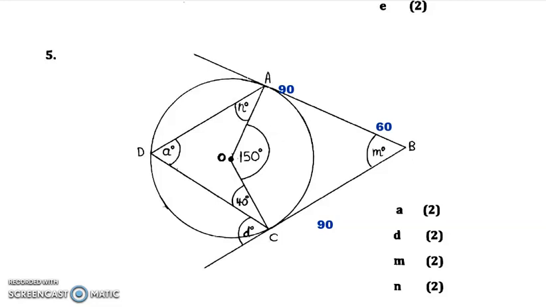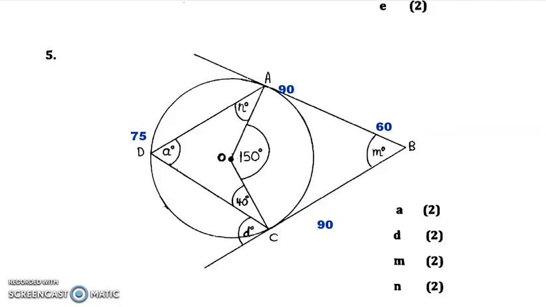And then we move on to find angle A. The angle at the center is twice the angle at the circumference. So if this angle is 150 degrees, the small letter A will be 150 divided by 2. 150 divided by 2 will give us 75 degrees.